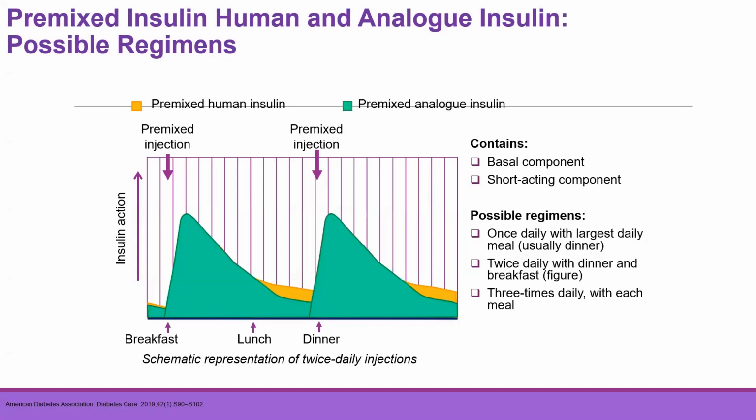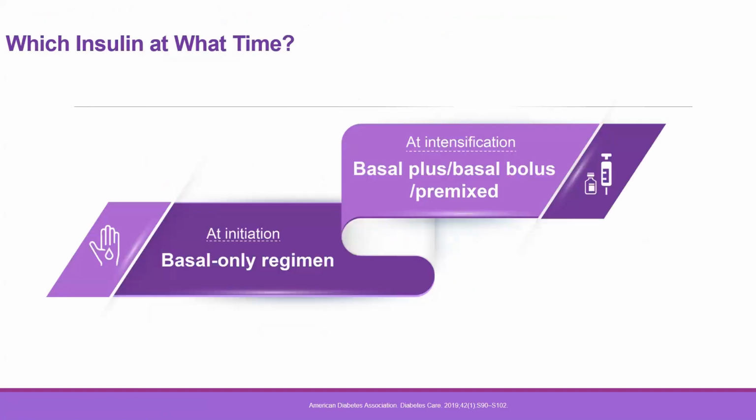So this is about premixed human insulin. But when we give a premixed analog insulin, it is smarter than the premixed human insulin. You can see that the peak is higher compared to the premixed human insulin, and you can see that there is a rapid drop in the action, and therefore the possibility of hypoglycemia would be much less, especially after dinner. So we can get better control, number one, and number two, less possibility of hypoglycemia with premixed analog insulin compared to premixed human insulin.